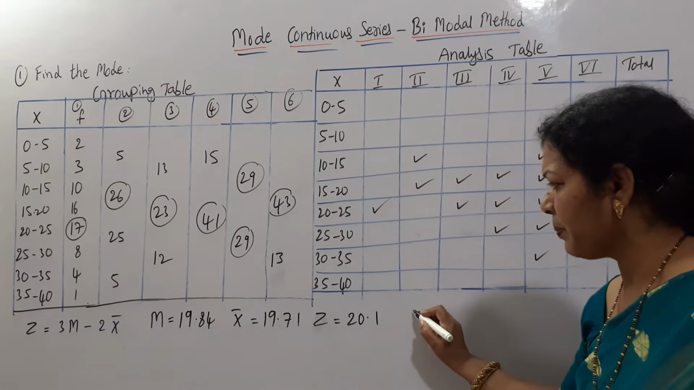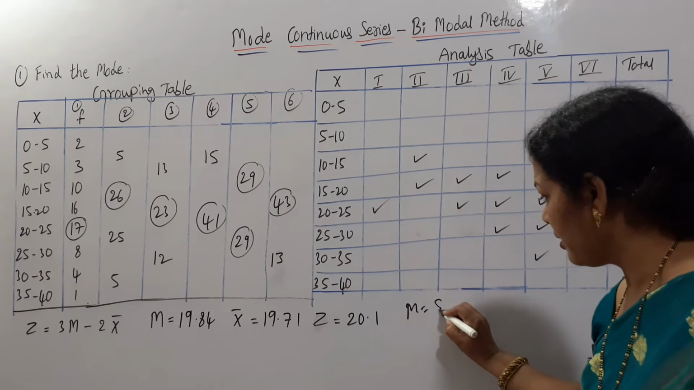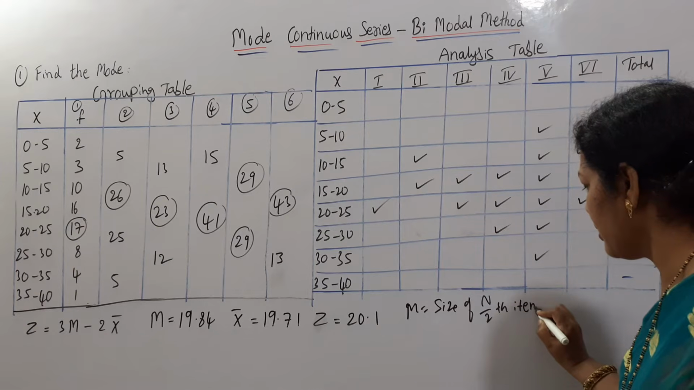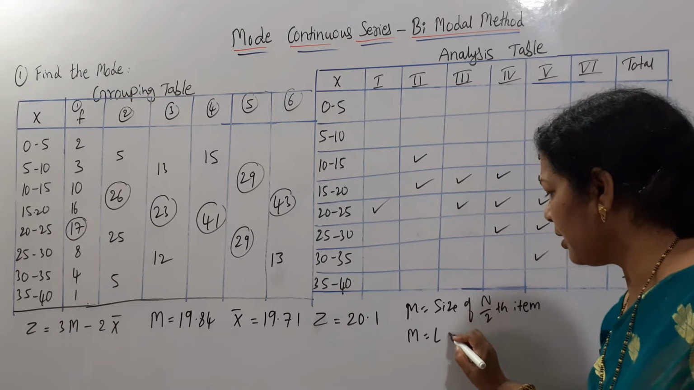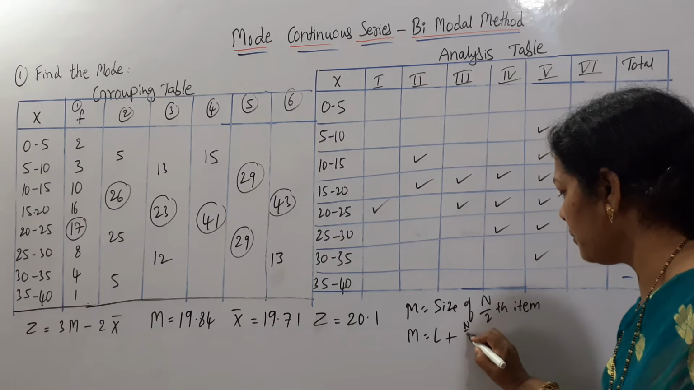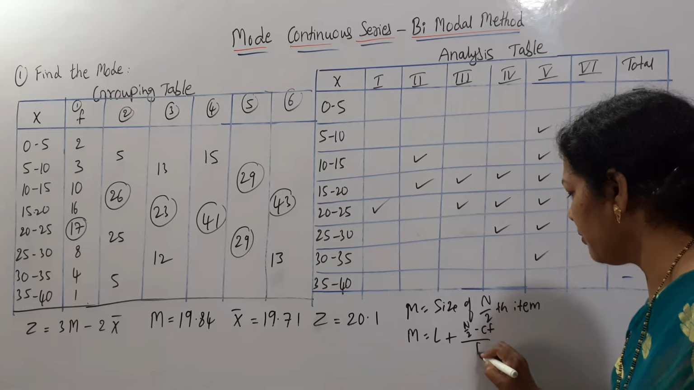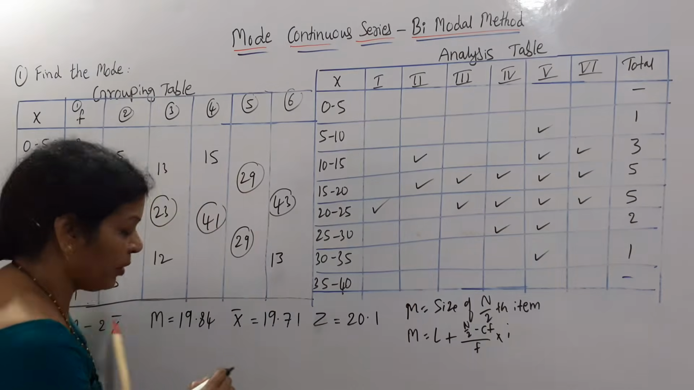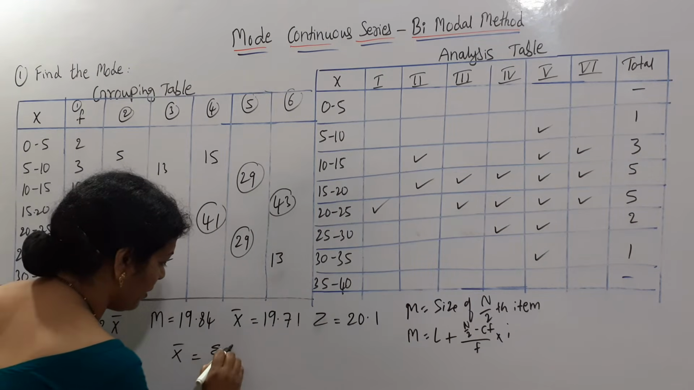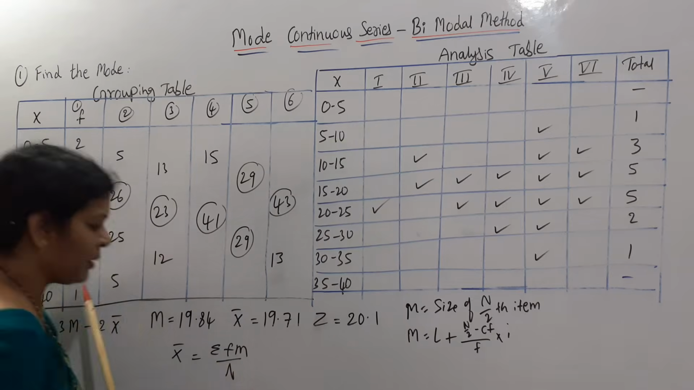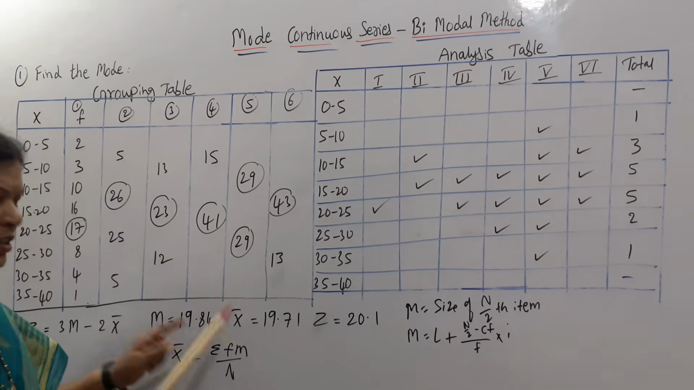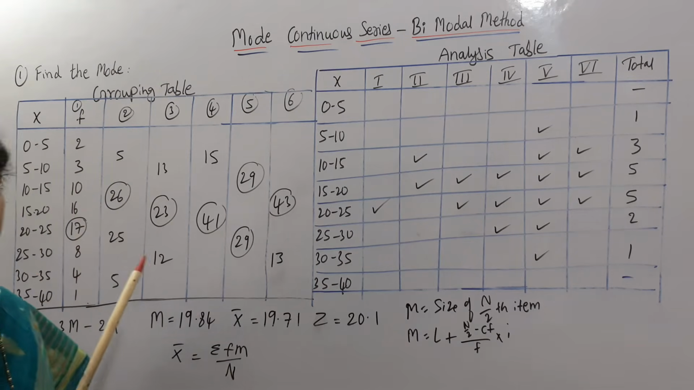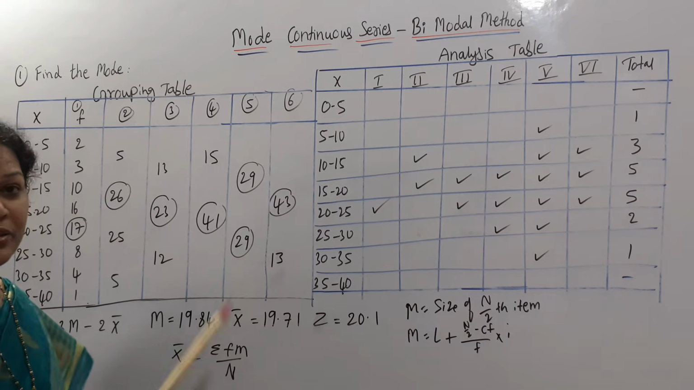So first we are calculating median. Median, two formulas are there. Size of n by 2th item. Then after that the second formula is L plus n by 2 minus CF by frequency into I. Sorry, these are the median formulas. X bar formula is sigma Fm by n. Means we have to calculate the mid value first, then frequency into mid value, if you multiply you will get sigma Fm, then n is the total number of items. And the answer of X bar is 19.71.